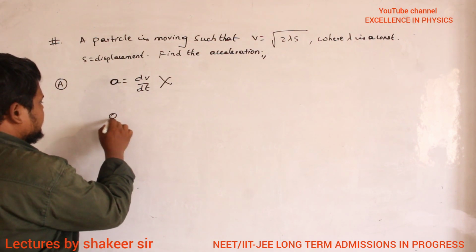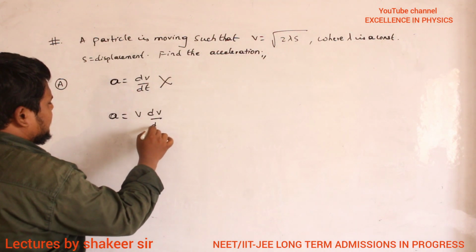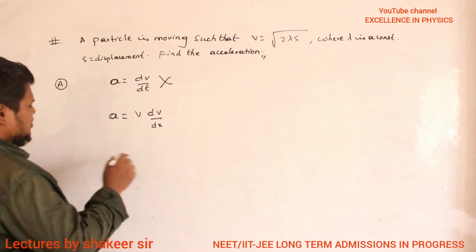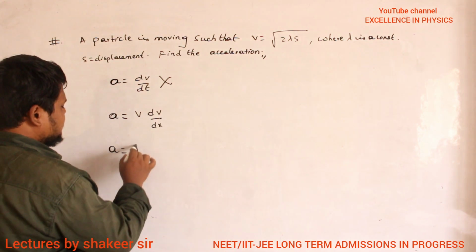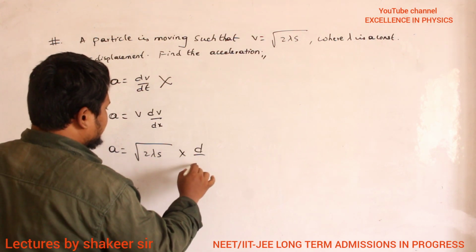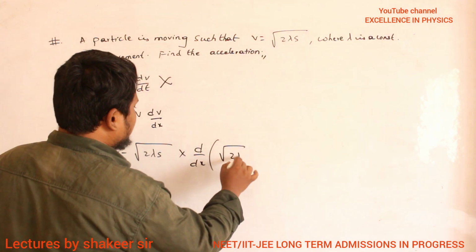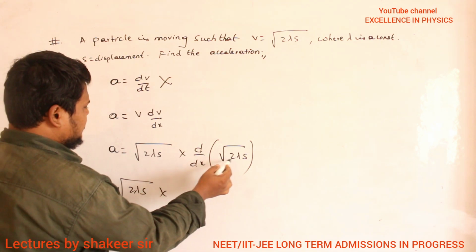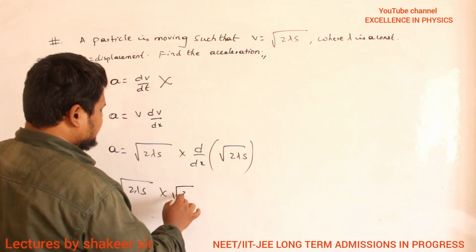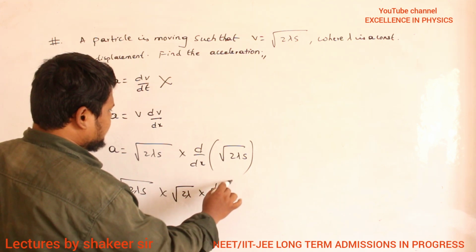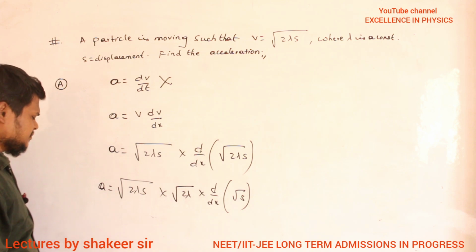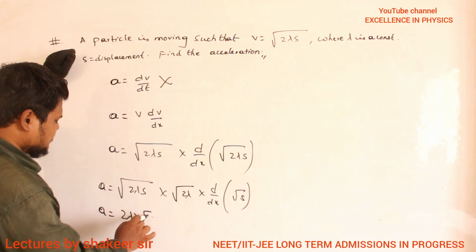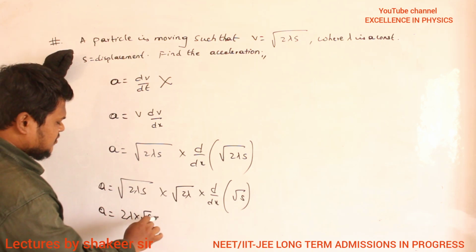So which equation do I have to use? a equals v dv divided by dx, where v is the instantaneous velocity, which is already given. Now substitute here. a equals root of 2 lambda s, multiplied by d by dx of root of 2 lambda s. Here root 2 lambda is a constant, so I will take it out of the differentiation. Then I will have the differentiation of root s. So acceleration is how much? Root 2 lambda s multiplied by root 2 lambda times the derivative of root s. Clear?